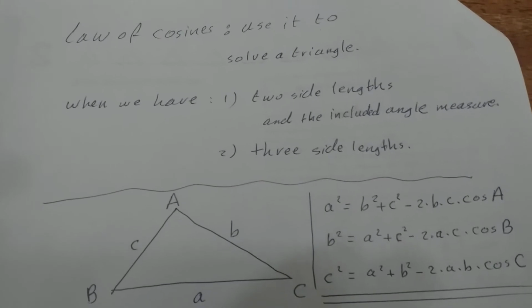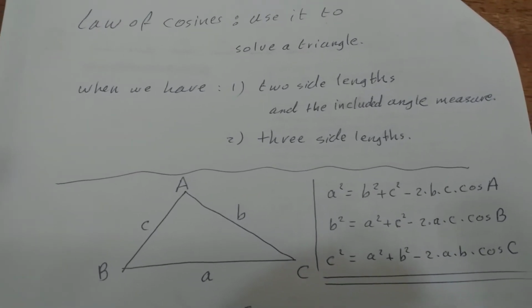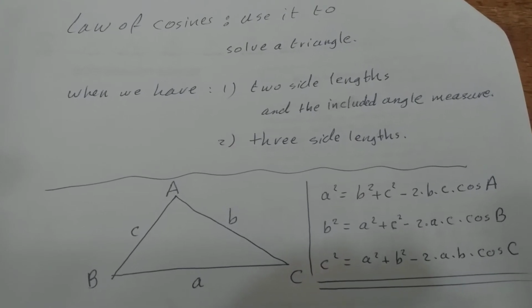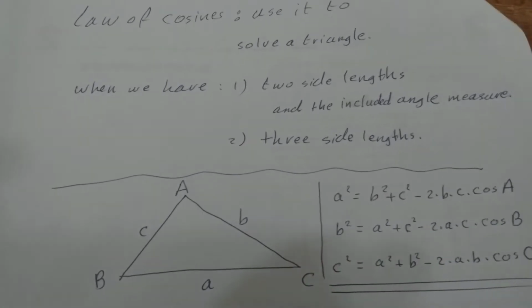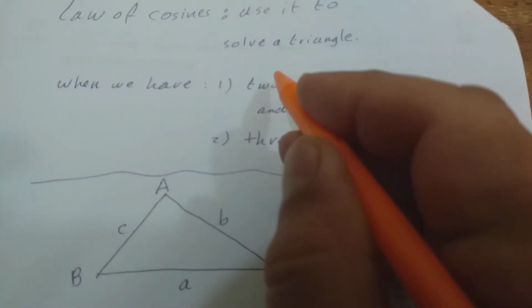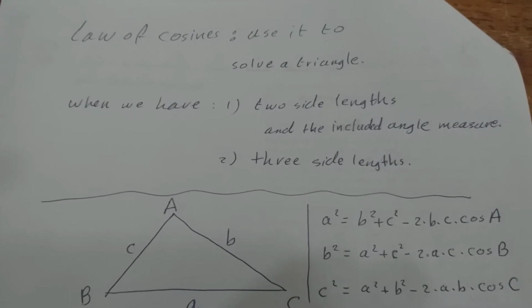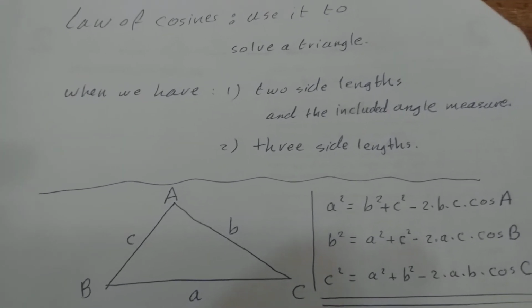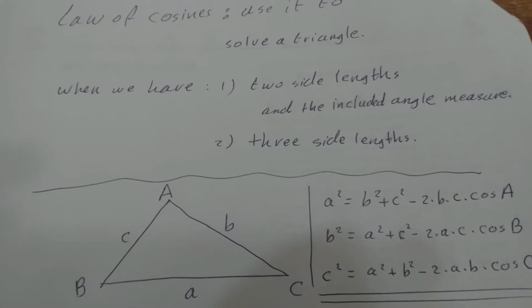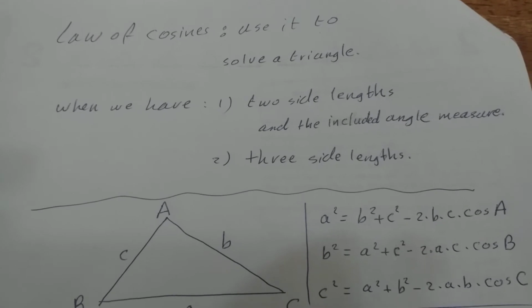I will start with the second part of lesson number 5 of chapter 8, the law of cosines. Use it to solve a triangle. Again, this is a triangle. When we say a triangle, that means any kind of triangle. Again, we are talking about any kind of triangle.